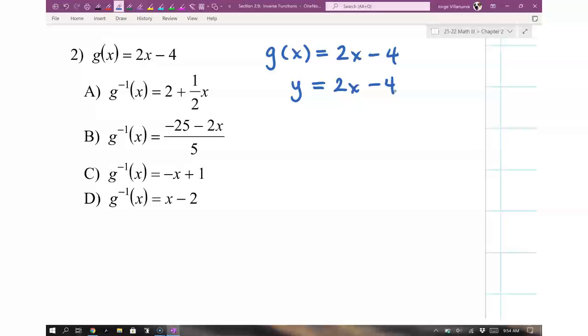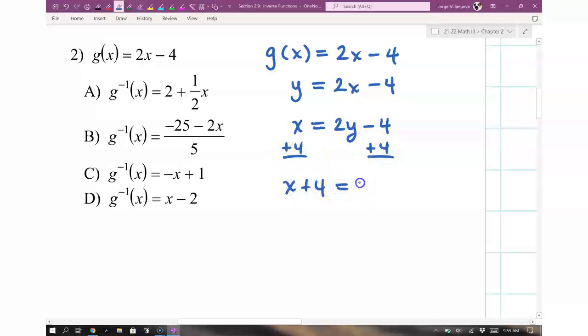Step 2 says switch the x's with the y's. So x equals 2y minus 4. Now I've got to solve for y. That's step 3, solve for y. So let's add 4 to both sides. I get x plus 4 equals 2y. And my last step is to divide by 2. So let's divide everything by 2. You're going to notice here is my inverse.